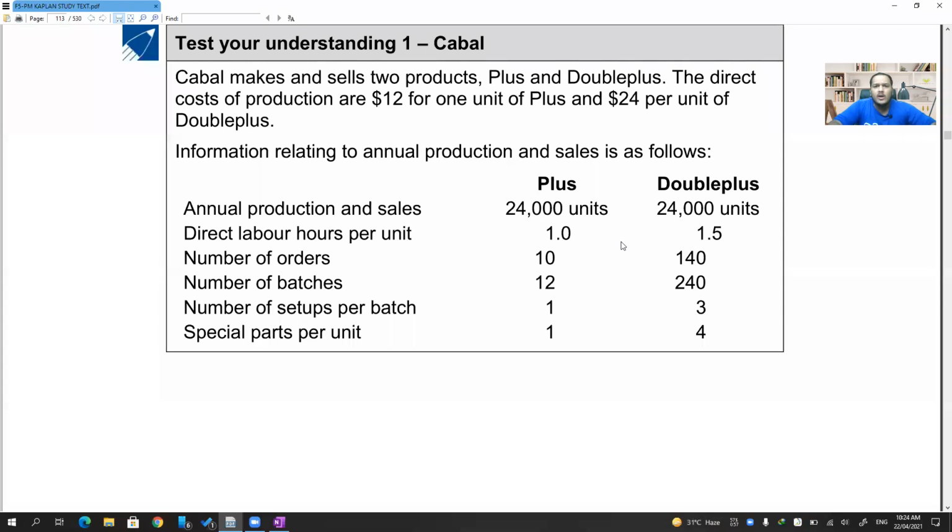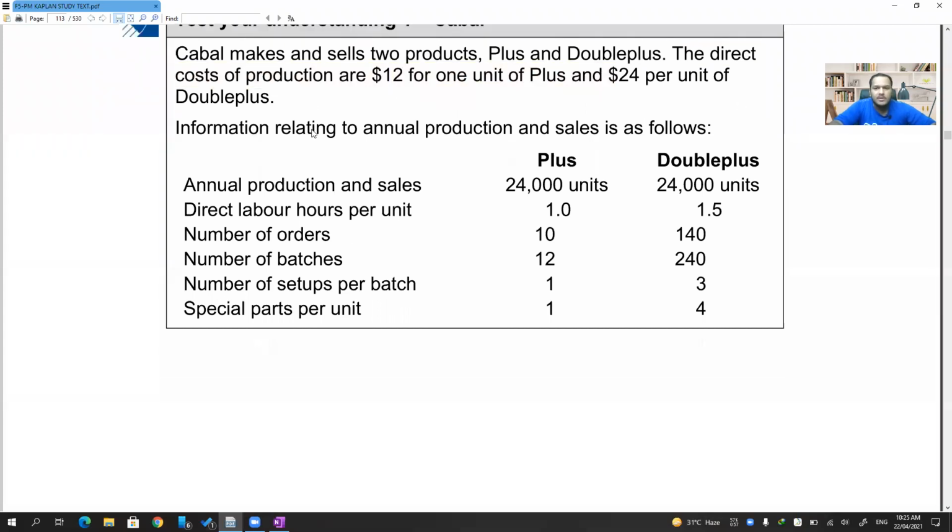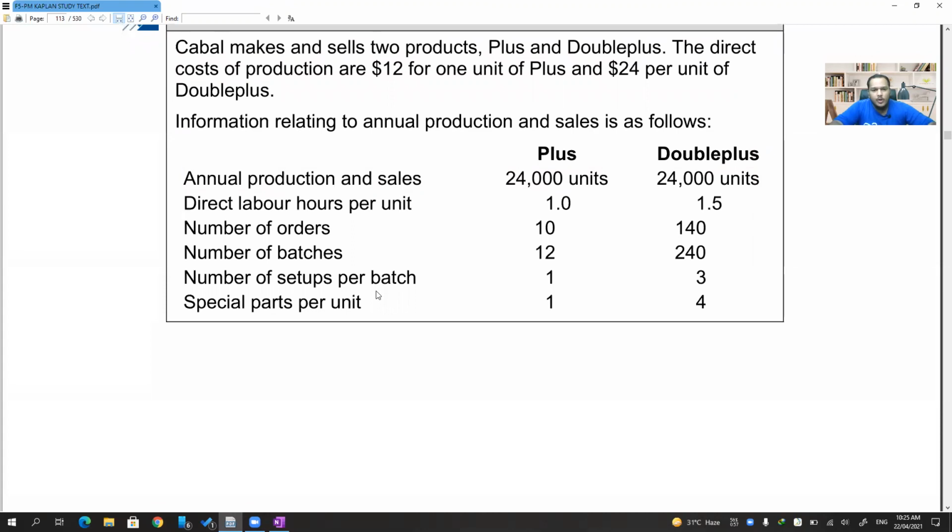Here you have two products, plus and double plus. Cabell makes and sells two products. Direct cost of production is $12 for 1 unit of plus, $24 for 1 unit of double plus. You're producing an equal number of units of plus and double plus. Direct labor hours are 1 and 1.5. Number of orders 10, 140.